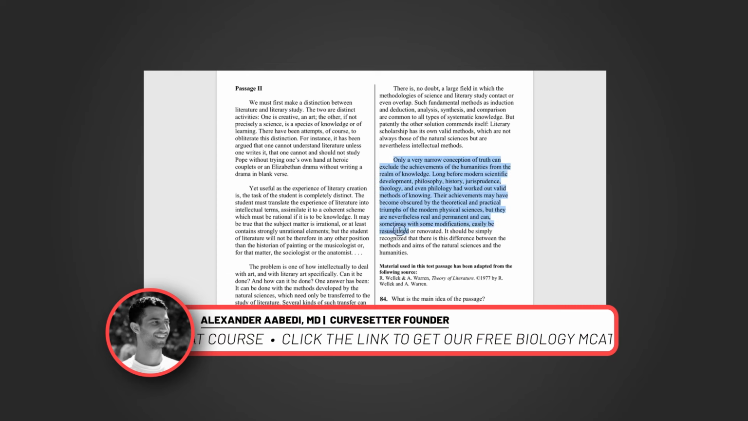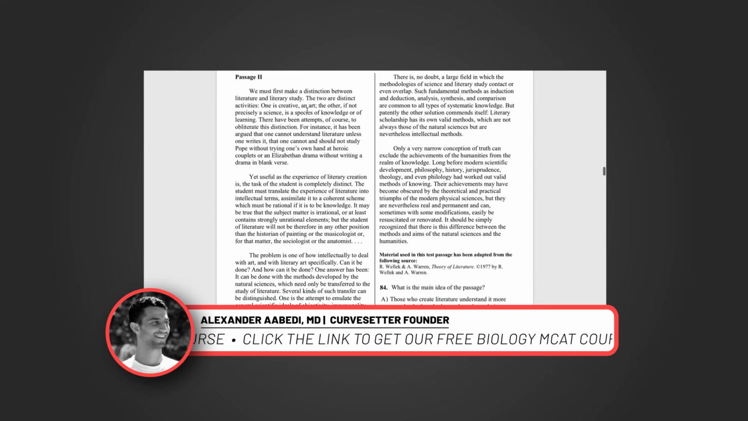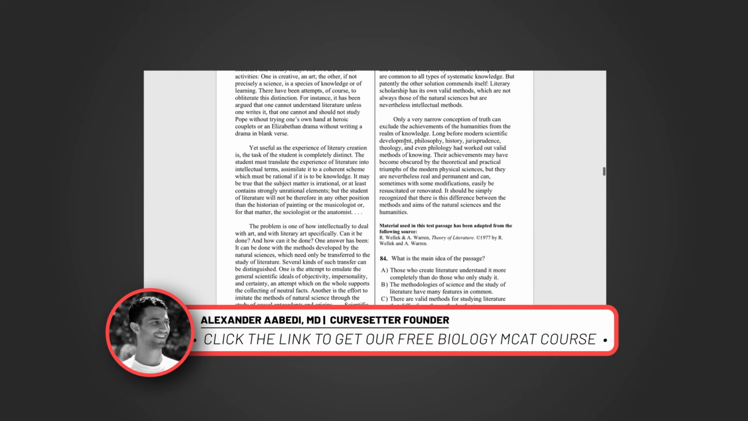Final paragraph, pay close attention, because this is really what's going to help you tie things in, because it seems like we've moved a lot away from what the initial paragraph was about, right? Only a very narrow conception of truth can exclude the achievements of the humanities from the realm of knowledge. So basically, this is a fancy way of saying the humanities are important, okay?